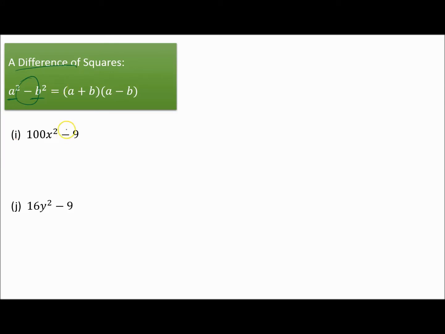So let's see if that works. First of all, is it minus? Yes. Okay. Is this a perfect square? It is. Square root of that is 10x. Is this guy a perfect square? Sure is. Square root of that is 3. That means this factors into 10x plus 3 times 10x minus 3. Now, how could we check it? You know what to do.